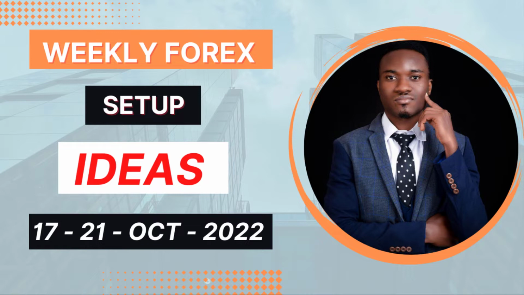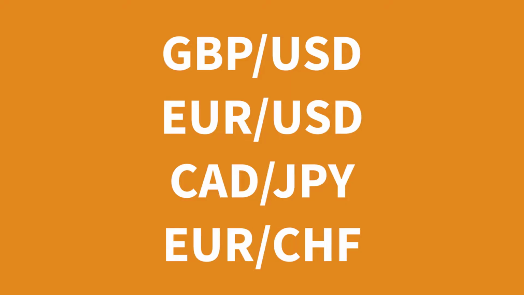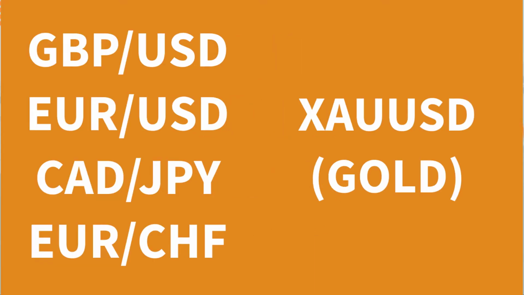In this Weekly Forex Market Setup Ideas, I have the British Pound Sterling paired against the USD, the Euro paired against the USD, the Canadian Dollar paired against the Japanese Yen, and the Euro paired against the Swiss Franc, and then I will wrap up my market setup ideas with gold. Don't forget, you can always use the timestamp in the description of this video to skip to any focal point of interest in today's video.